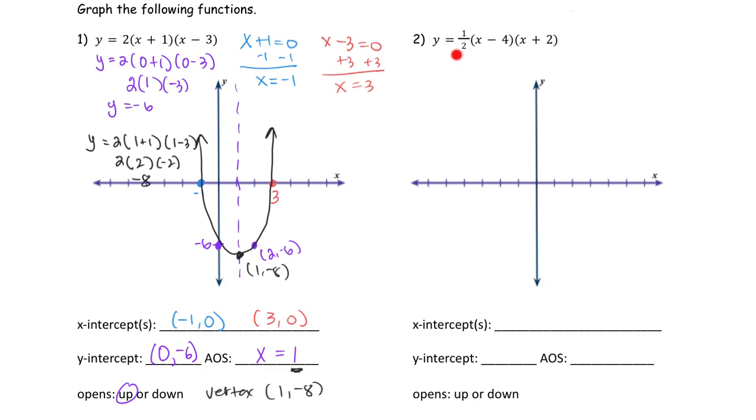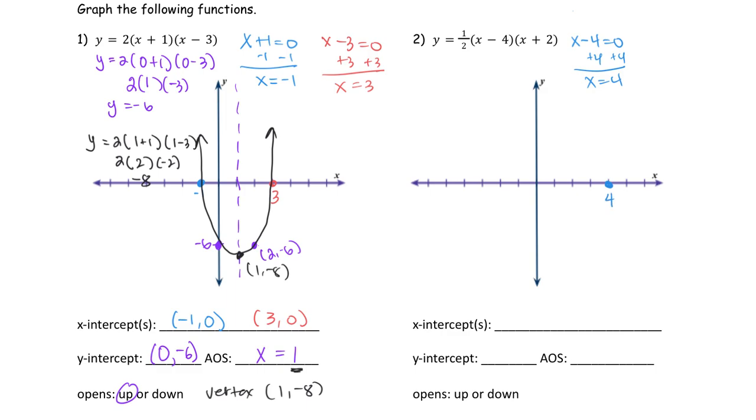In the second example, we have y equals 1/2 times x minus 4, x plus 2. So we already have this in factored form because it's written as multiplication, which means we can take each of our factors and set them equal to 0. So x minus 4 equals 0. If we add 4 to both sides of our equation, we get x is equal to 4. So that would be right here at 4.